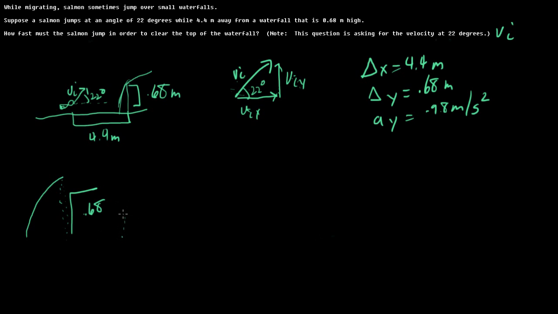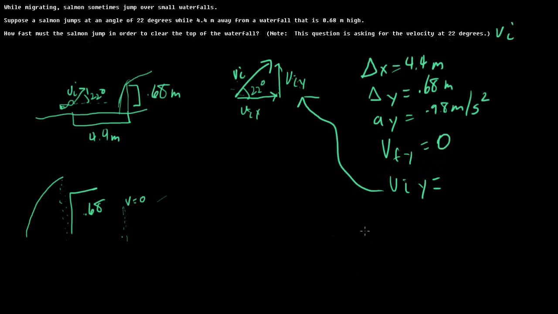So let's think about what happens at our highest point of our jump. If we throw something up in the air and then it comes back down, at its highest point, its velocity is 0, if you recall. We talked about this in that lab we did a couple weeks ago. So actually, if we're going to clear the waterfall, VFY is going to be 0. So we can solve for VIY, and then we can do trig to find VI.